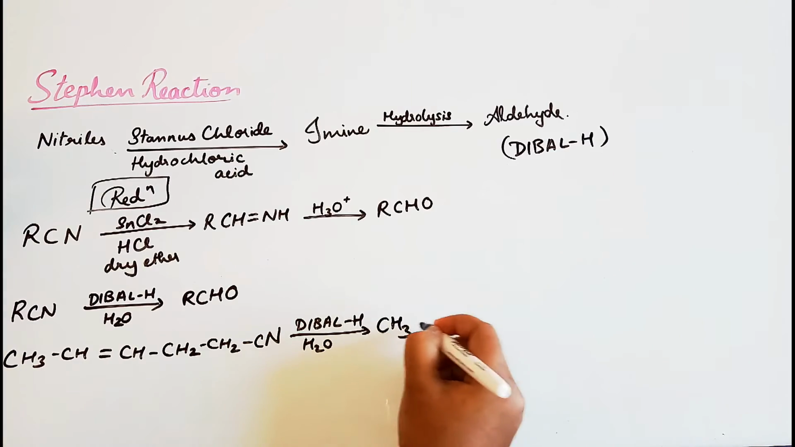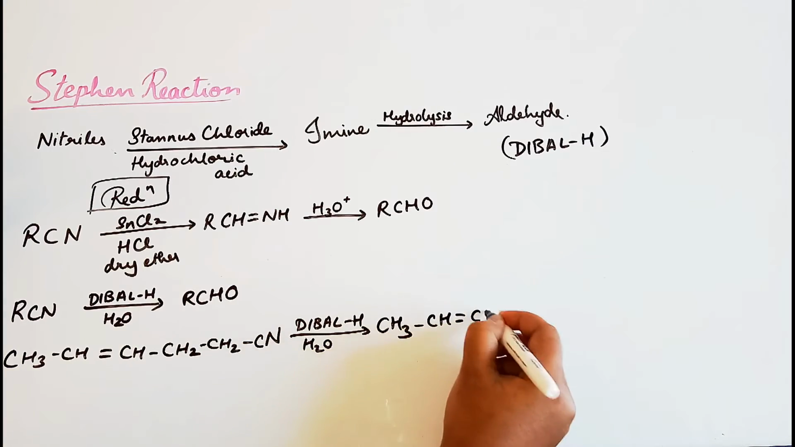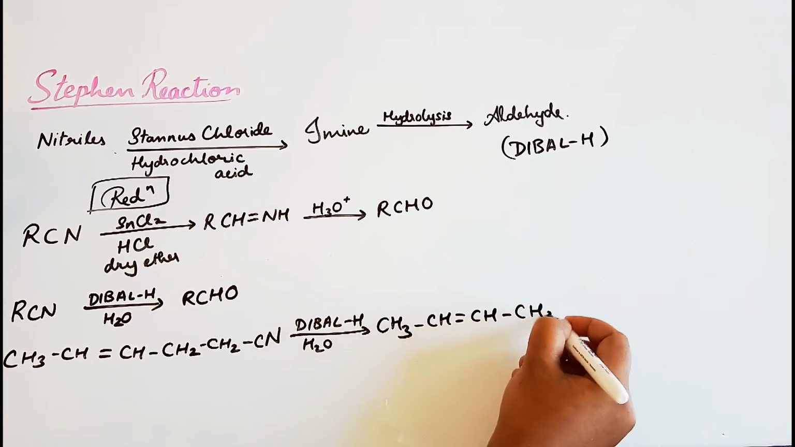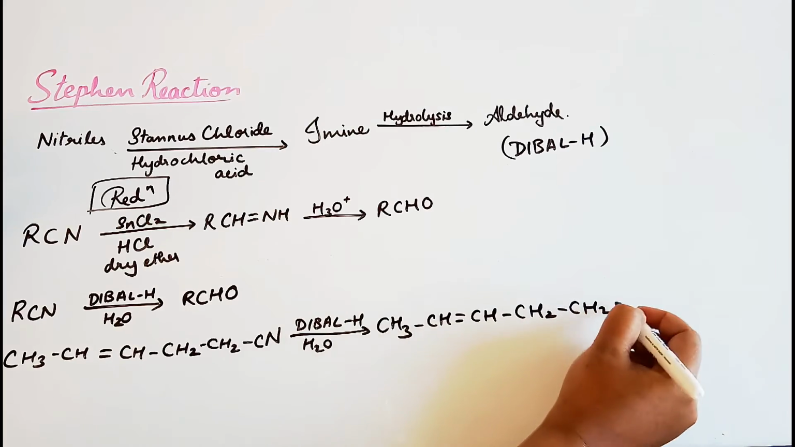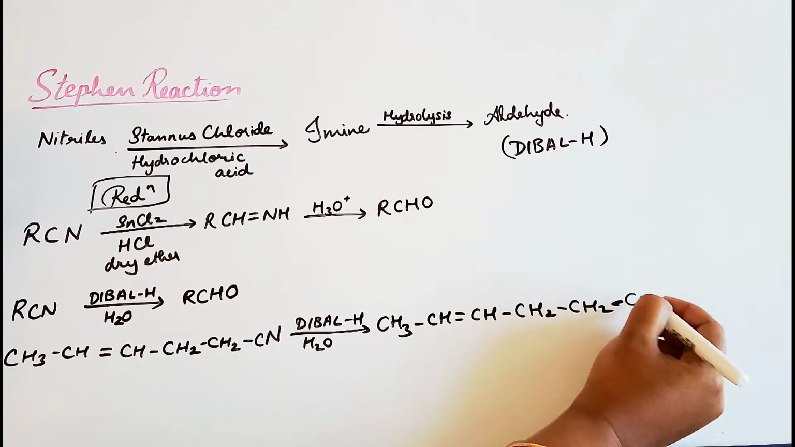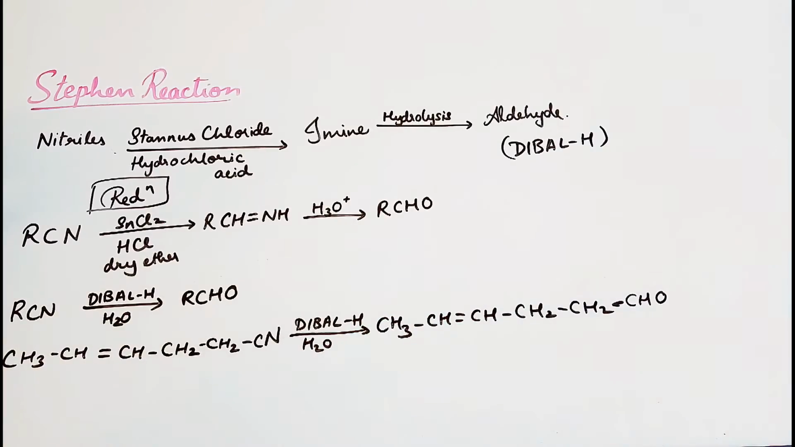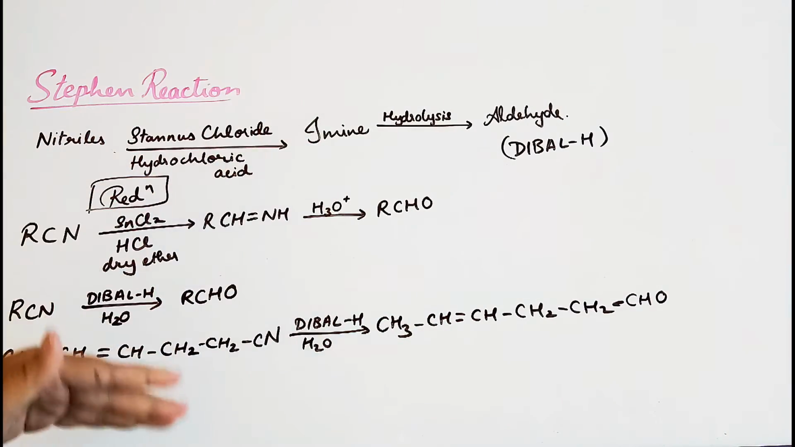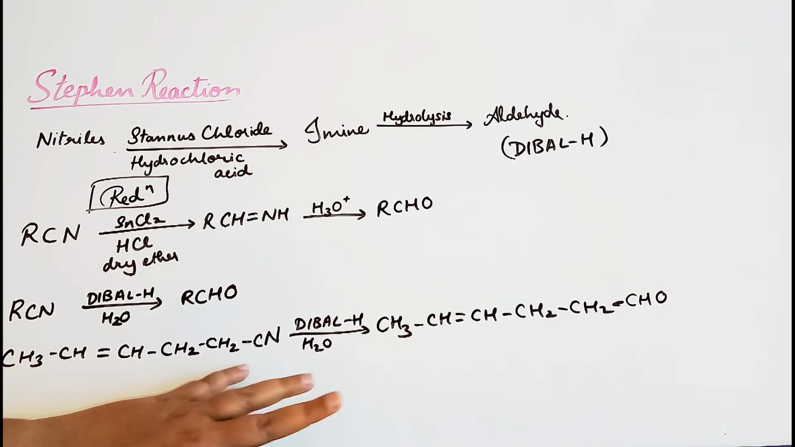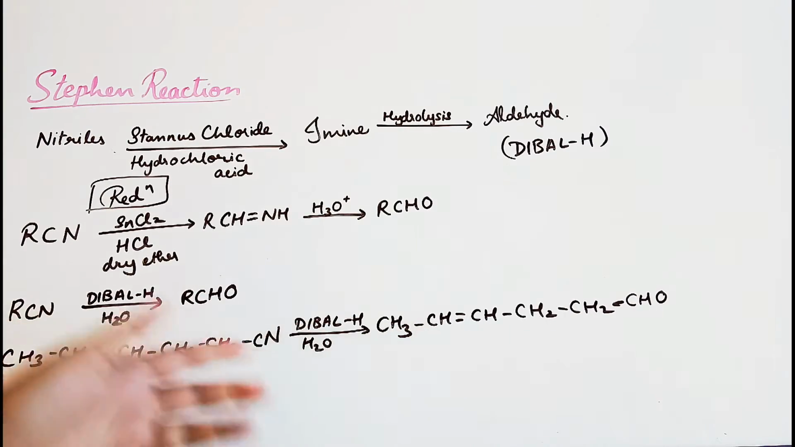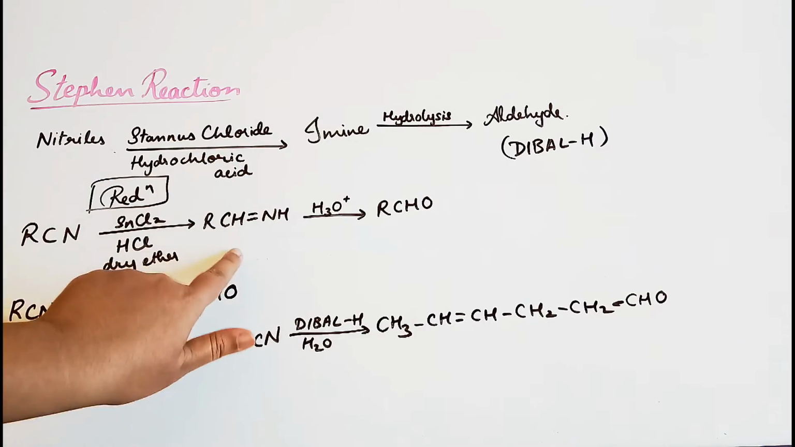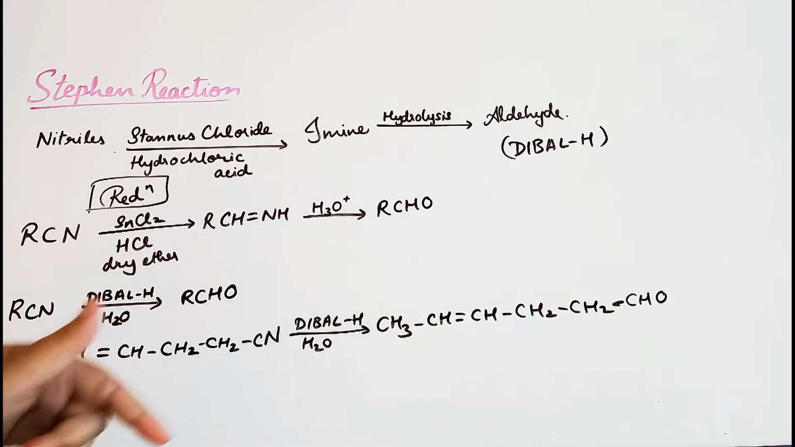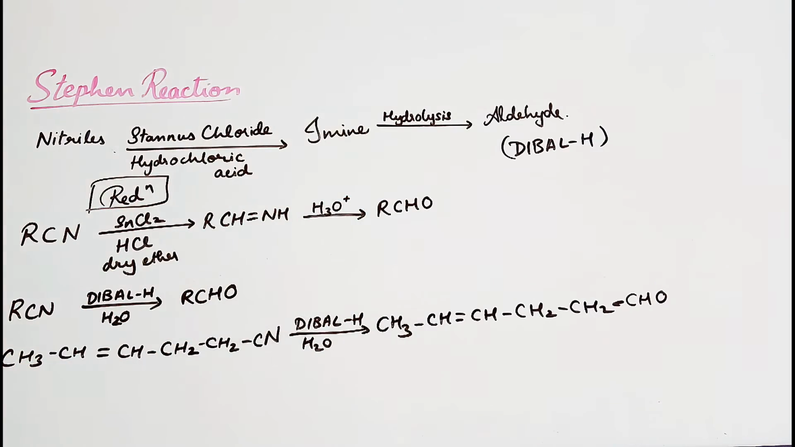So you will get CH3CH=CHCH2CH2 and in the end it will be a CHO. That's it. That's why we're talking about DIBAL-H, because it selectively reduces only the nitrile group for us to get an aldehyde. We'll get an imine, then we'll get an aldehyde after hydrolysis. It's the same step that is followed.